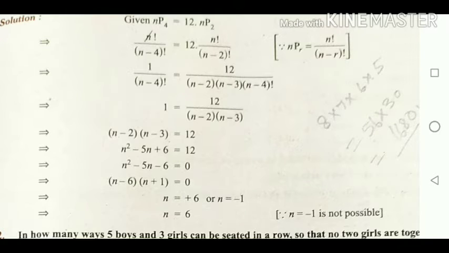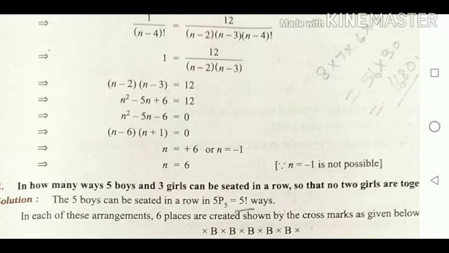Next, we get 1 equal to 12 divided by (n minus 2) into (n minus 3). Our step is to find the value of n. In cross multiplication, (n minus 2) into (n minus 3) equal to 12. Multiplying, we get n square minus 5n plus 6 equal to 12. If you factorize, we get (n minus 6) into (n plus 1) equal to 0, where n equal to 6 or n equal to minus 1. n equal to minus 1 is not possible because n must always be a positive integer. Therefore, n equal to 6.